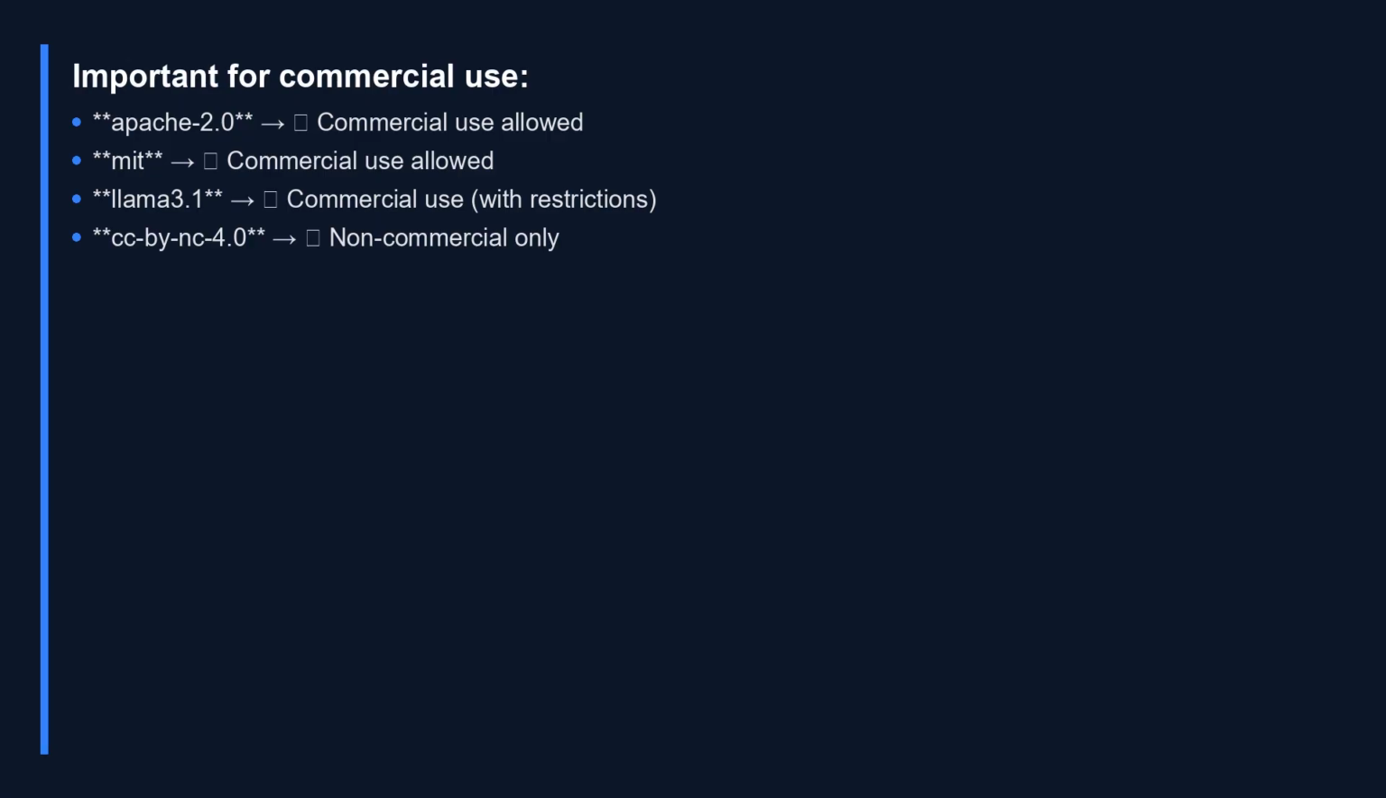License filtering matters enormously if you're building anything commercial. Apache 2.0 and MIT are the most permissive. Commercial use is fully allowed. The Llama 3.1 license permits commercial use, but with restrictions around redistribution and derivative model naming, so read it before shipping a product. CC BY NC 4.0 explicitly prohibits commercial use. NC stands for non-commercial. Always check the license before you invest weeks of training time on a model you can't legally deploy.